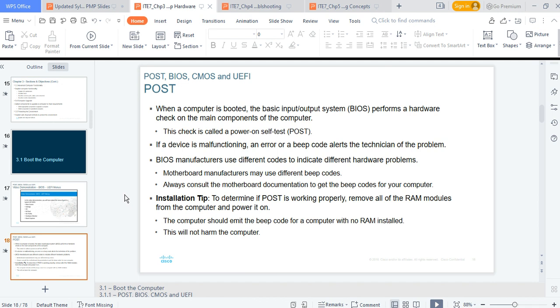Different manufacturers have different beep codes for different kinds of error messages or different confirmation messages. Some messages are not as a result of a problem; some are as a result of you having passed the test. When a computer is booted, the basic input output system, the BIOS, performs a hardware check. That check is called POST, power on self-test. If a device is not functioning, an error or a beep code alerts the technician of the problem. BIOS manufacturers use different codes.